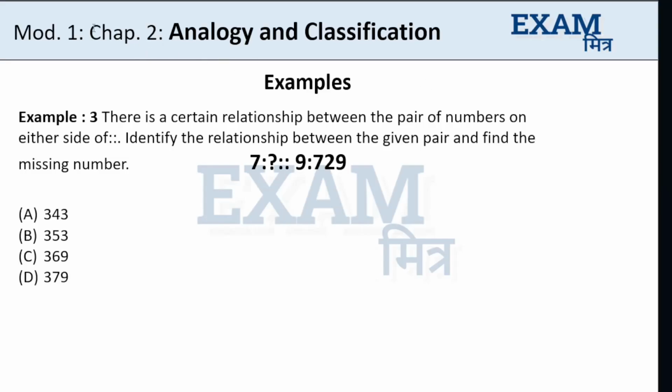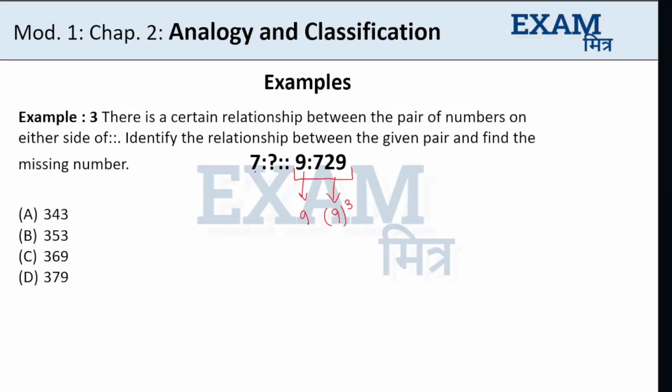Now see example 3. There is a certain relationship between the first pair of the numbers on either side of this double colon sign. Identify the relationship between the given pair and find the missing number. So we need to find the relationship between these two and establish the same relation with the first pair. So see, this is 9 and this is 729. We all know that 9 cube is 729. That means the second element of the pair is the cube of the first element of the pair.